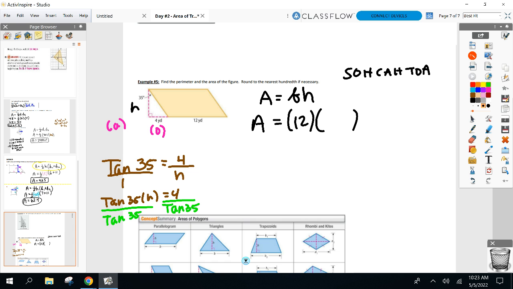And you guys have a long decimal staring you in the face, right? Don't even think about chopping it up. You plug that whole thing into the formula and multiply it by 12. Don't even think about it.